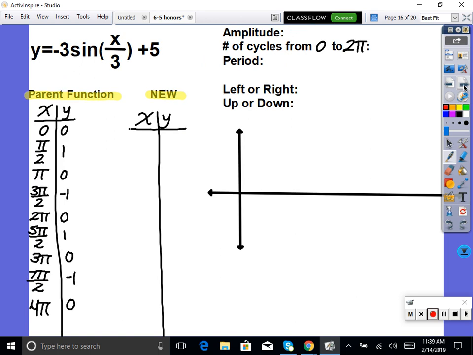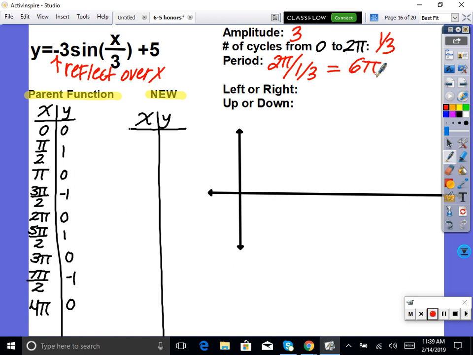Okay, this one, getting a little bit more and more advanced each time. Our amplitude is just 3, but then we would say a reflection over the x. So then from there, number of cycles from 0 to 2 pi, a third. Therefore, our period is 2 pi divided by a third, which is 6 pi. All right, no shift left or right. We are shifting up 5.